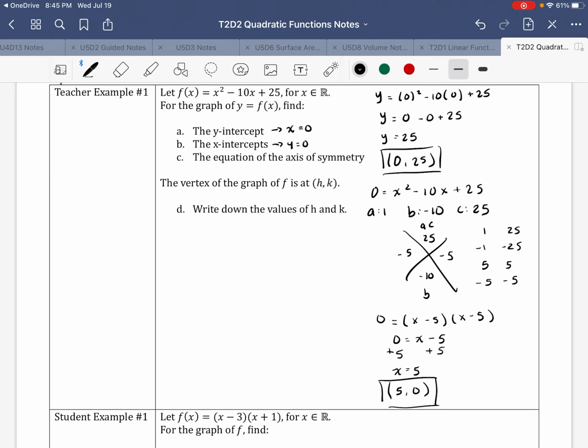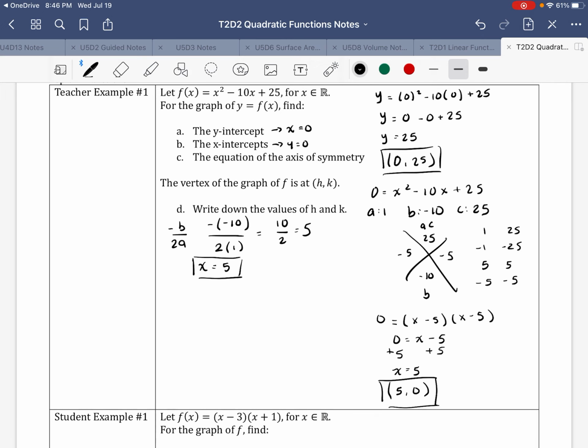Okay. And then in order to find the axis of symmetry, we can use our formula negative b over 2a. And our b value is negative 10, so we have to be careful that we're doing negative negative 10 all over 2 times 1. So that's going to be a positive 10 over 2, which is 5. So our axis of symmetry is x equals 5.